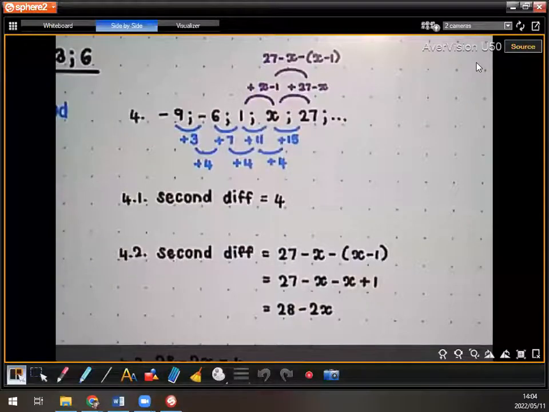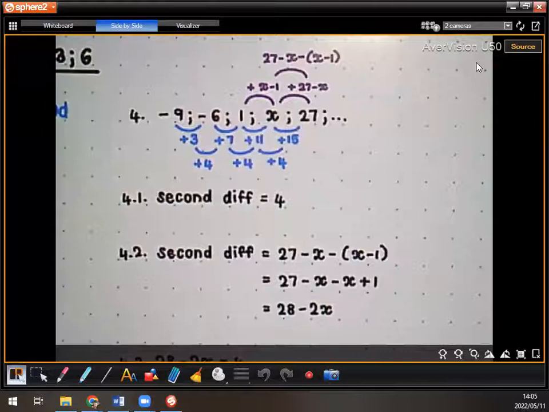Okay, so for question 4, they only asked for the value of x in 4.3, but you can actually calculate this quite easily just by looking at the first difference and then the second difference. That's actually what I did. If you look from -9 to -6, we are adding 3, then we're adding 7.